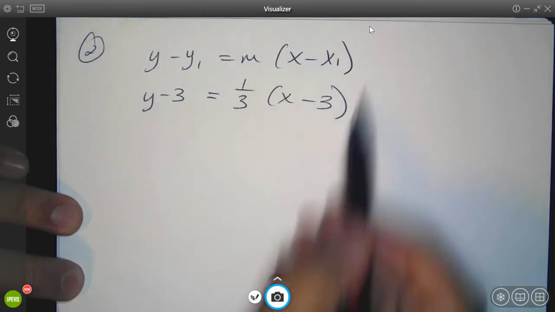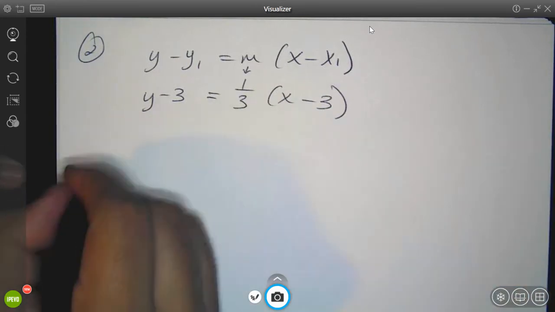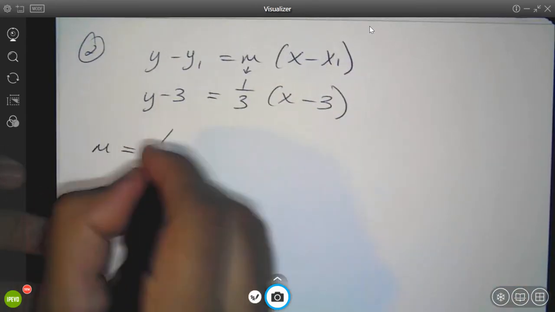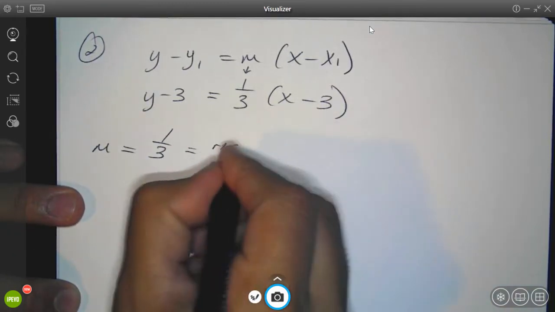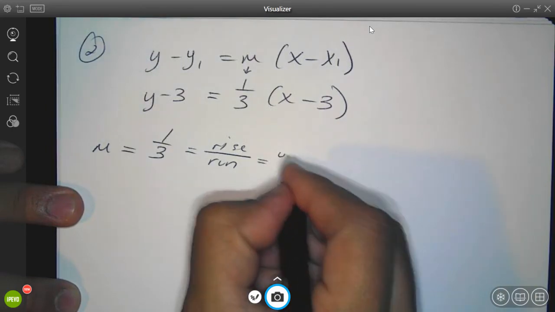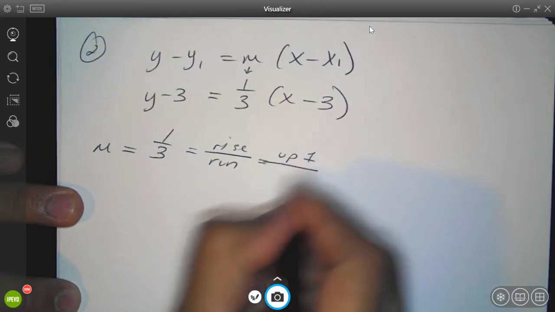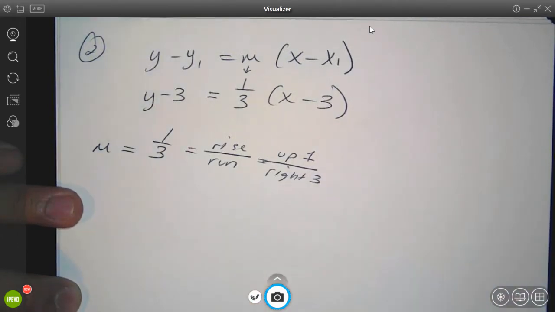So again, looking at this thing here, the easy part to always recognize is slope. So my m is 1/3. Now again, this means rise over run, which means we go up 1 unit and we go right 3 units. Right? That is slope.